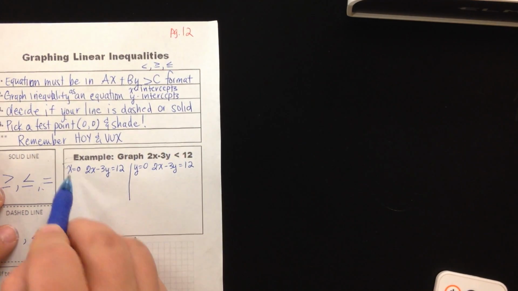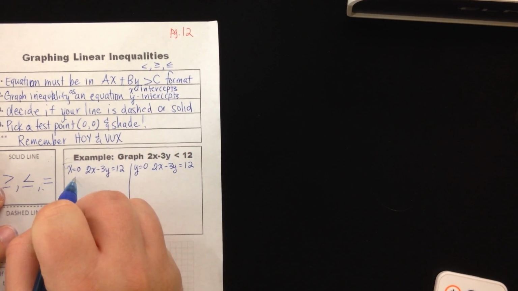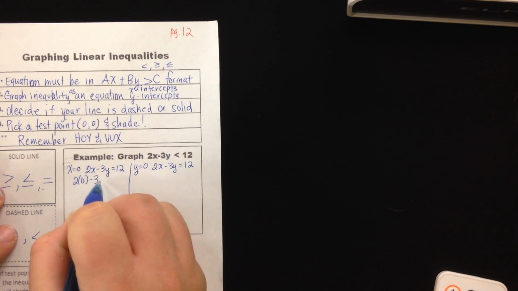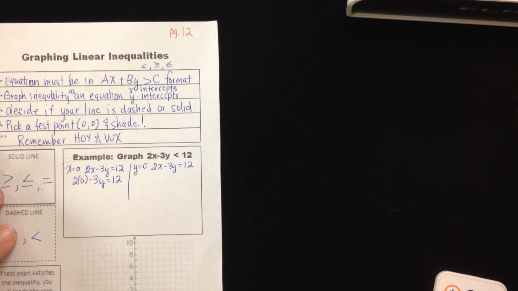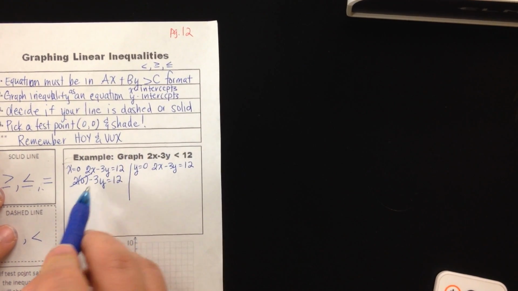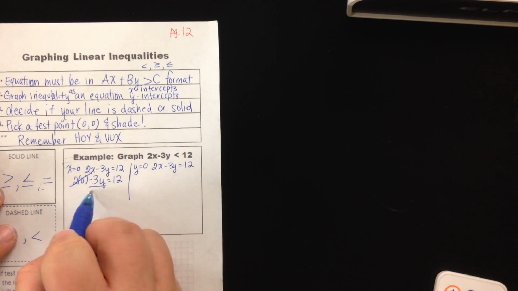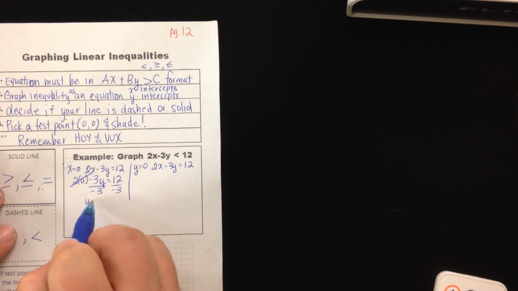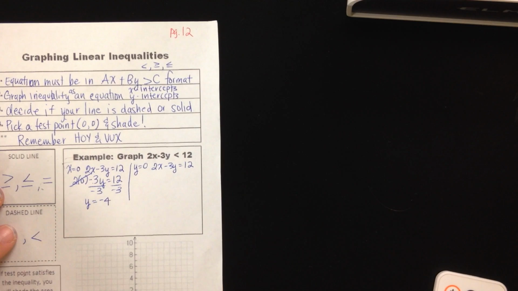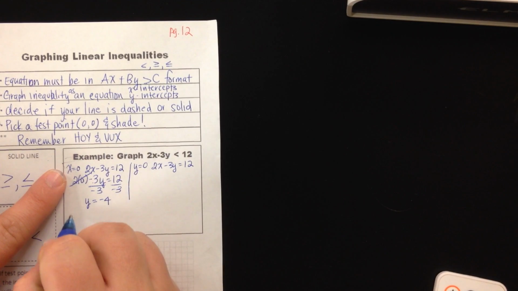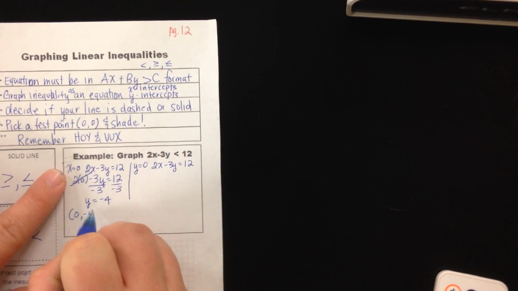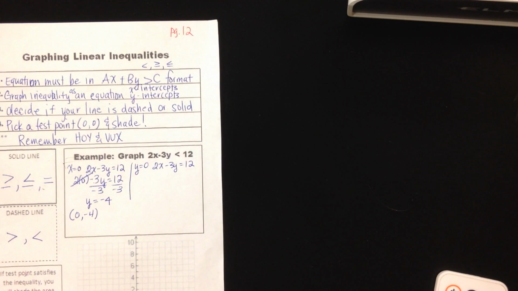So, on this first one, you're going to plug 0 in for x. So 2 times 0 minus 3y equals 12. What happens to the 2 times 0? It cancels out, right? Okay, so I'm left with negative 3y equals 12. I get y equals negative 4. And so what I can do with these two values, x is 0 and y is negative 4, is create an ordered pair. So this is going to be my y-intercept. Does that make sense?